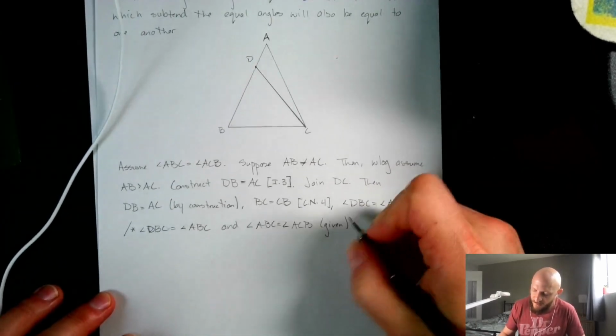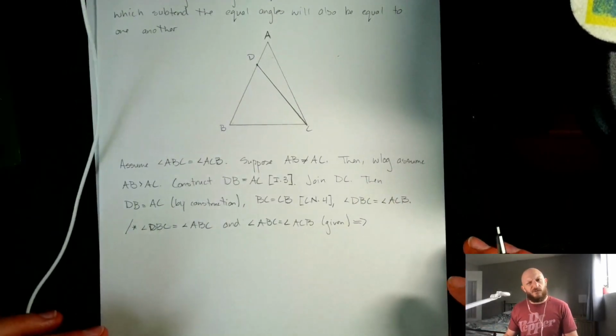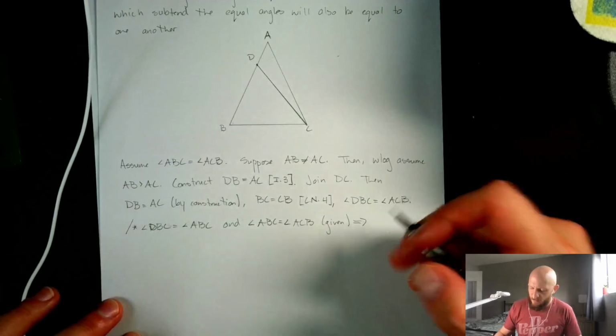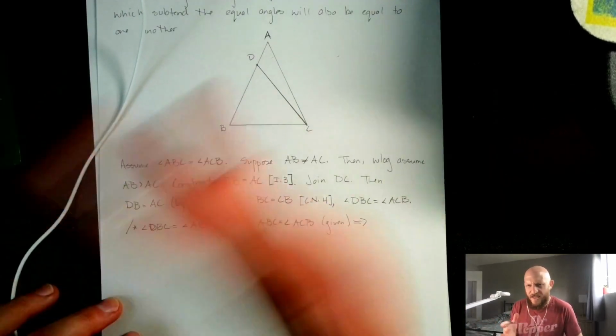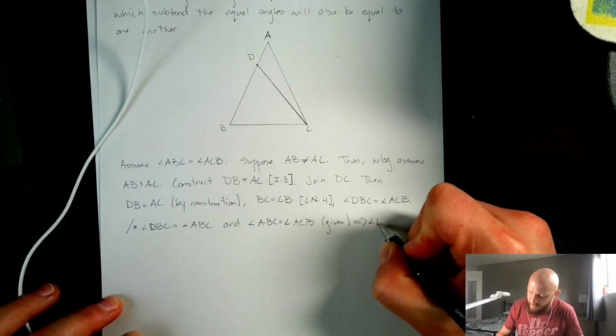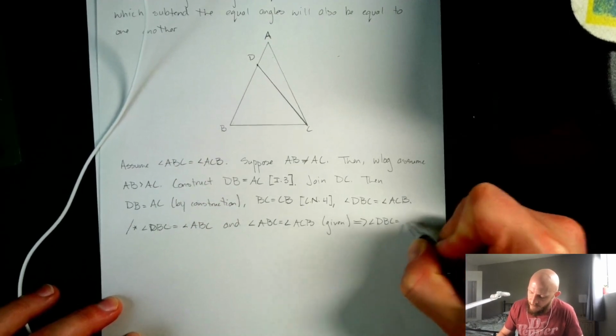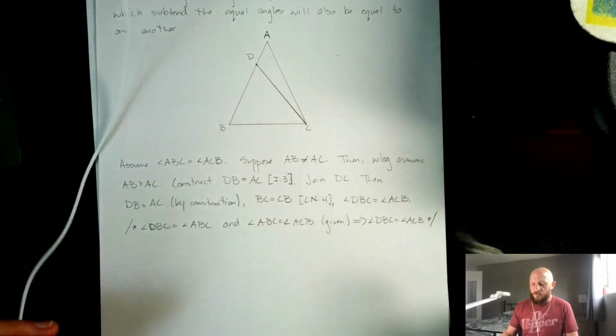So again, equals being equal to equals is, what was that again? Was that Common Notion 1? I can't remember anymore. After a while, we just kind of start moving away from it. It's just like, yeah, we know it. It's true. So this gives us that angle DBC equals angle ACB. So yeah, those are true.